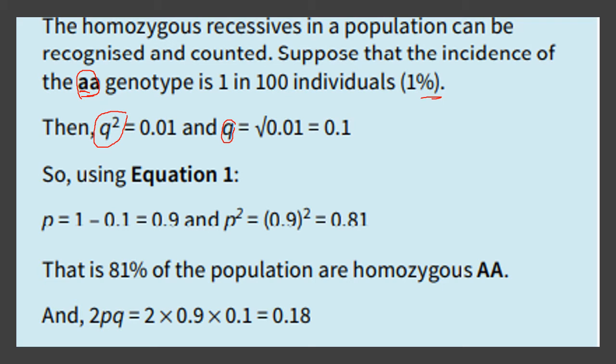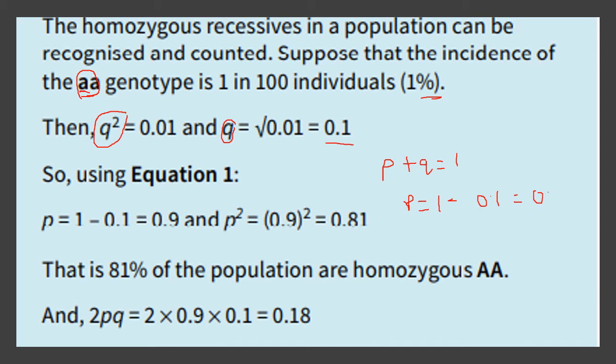Now, from that, you can calculate what the dominant allele should be, because the dominant allele is p, right? And you know that p plus q should be equal to 1. Now you've calculated q to be 0.1, so p would be equal to 1 minus 0.1. Okay, that gives us 0.9. I hope you're following this.